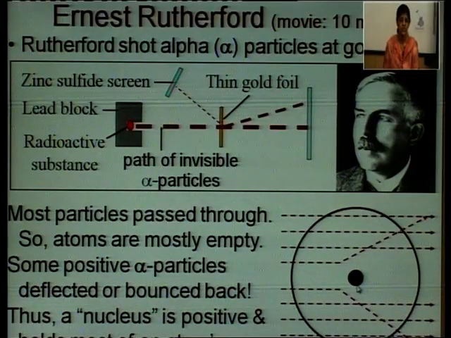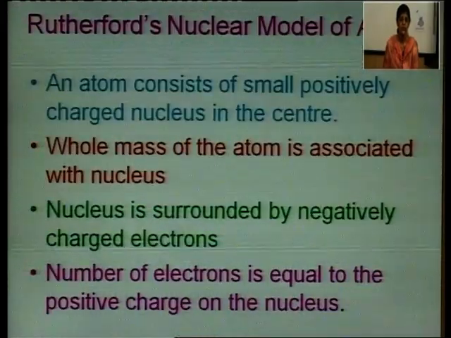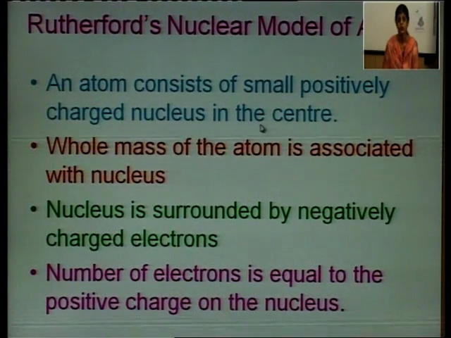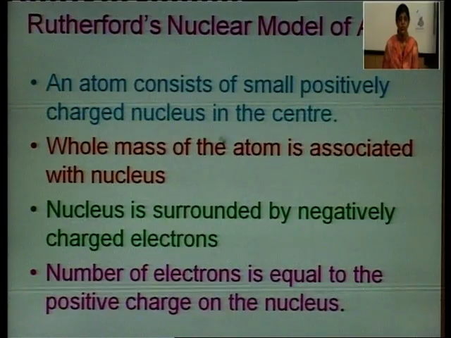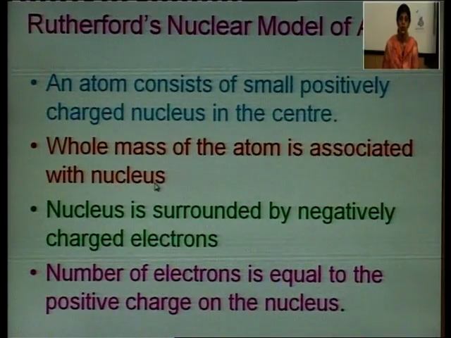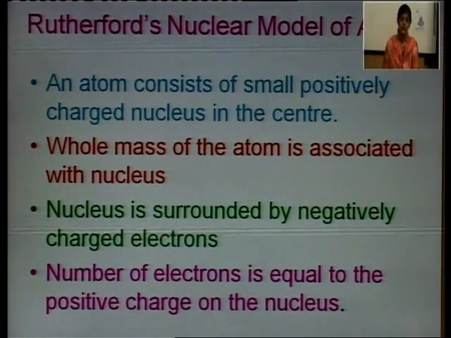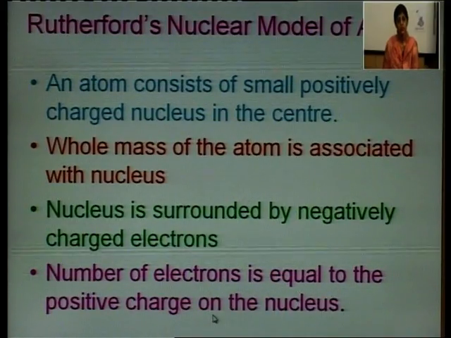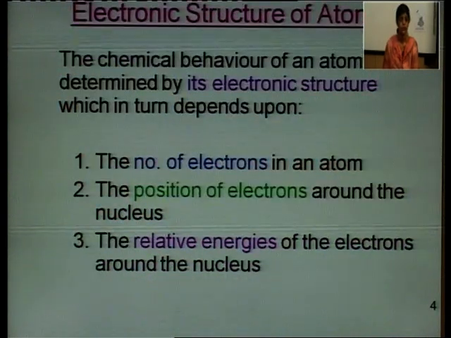On the basis of his experiment, Rutherford gave his model of atom, and he said that an atom consists of a small positively charged nucleus in the center, and the whole mass of the atom is associated with the nucleus. The nucleus is surrounded by negatively charged particles known as electrons, and since the atom as a whole is neutral, the number of electrons is equal to the positive charge on the nucleus. This was Rutherford's model of atom.